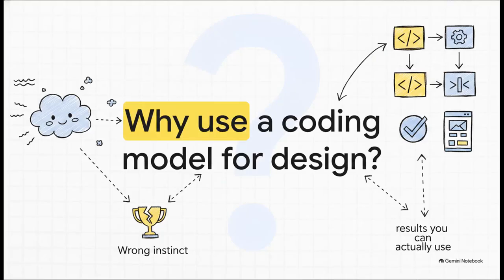So I want you to challenge your own instincts for a second. Why on earth would we use a coding model for design? I mean, when you're building a local setup, your very first instinct is probably to grab a friendly creative AI model, right? Makes perfect sense. But here's the thing. If you want results you can actually use, that is the exact wrong instinct.